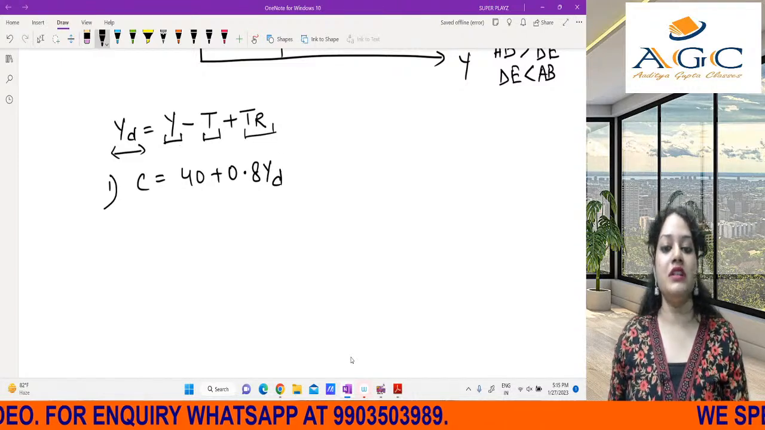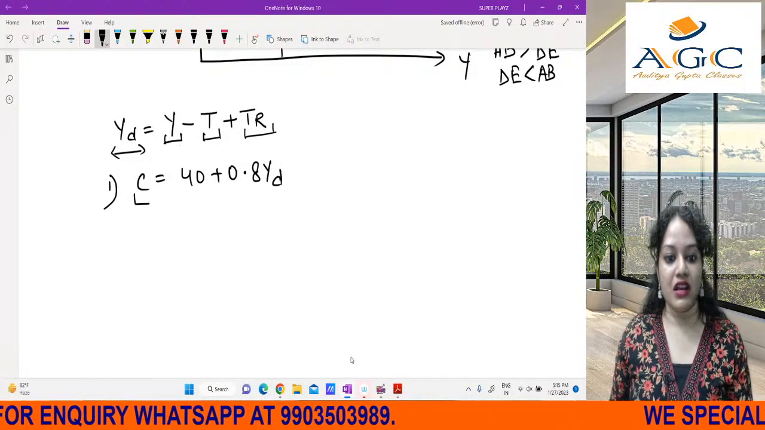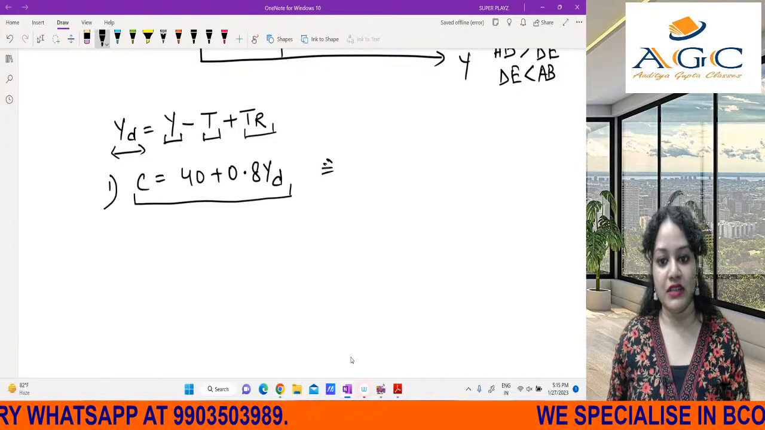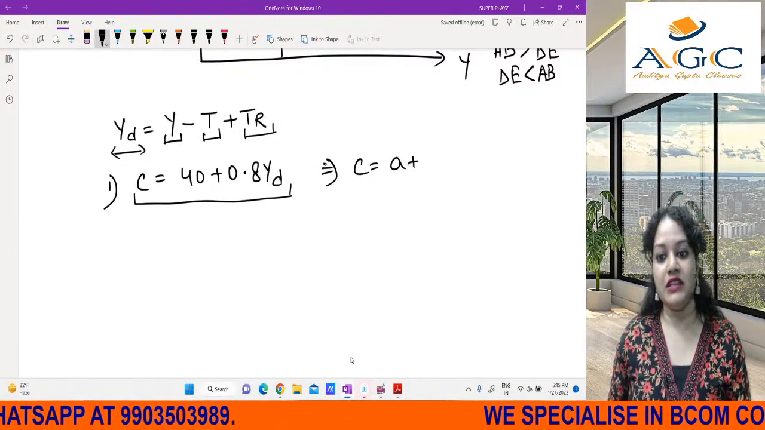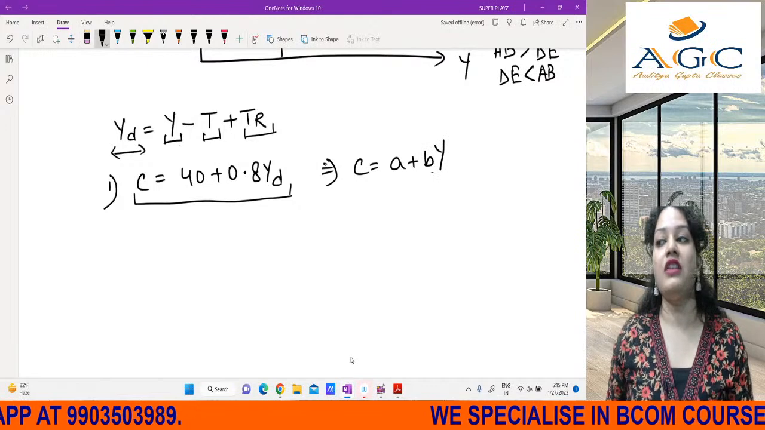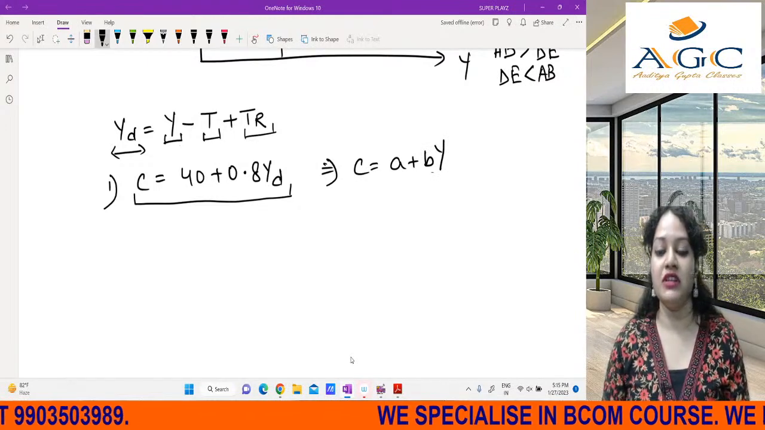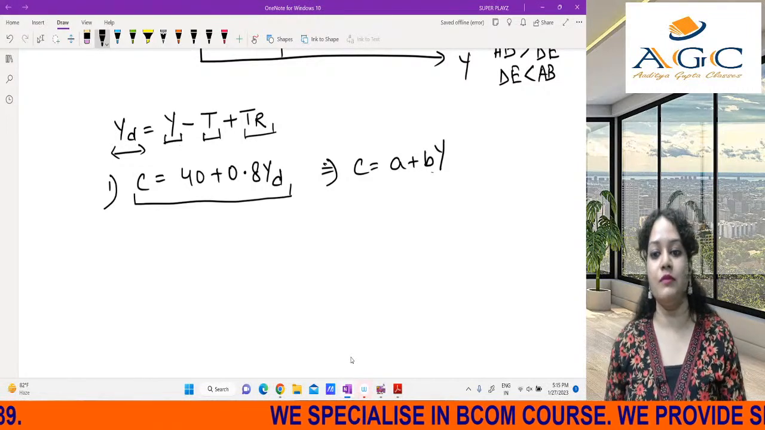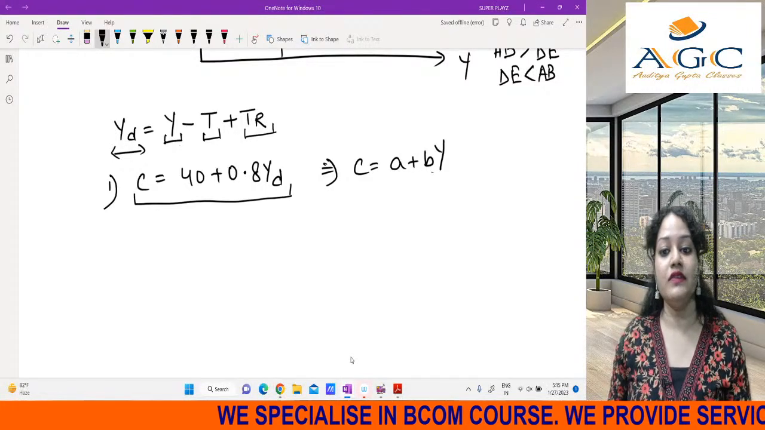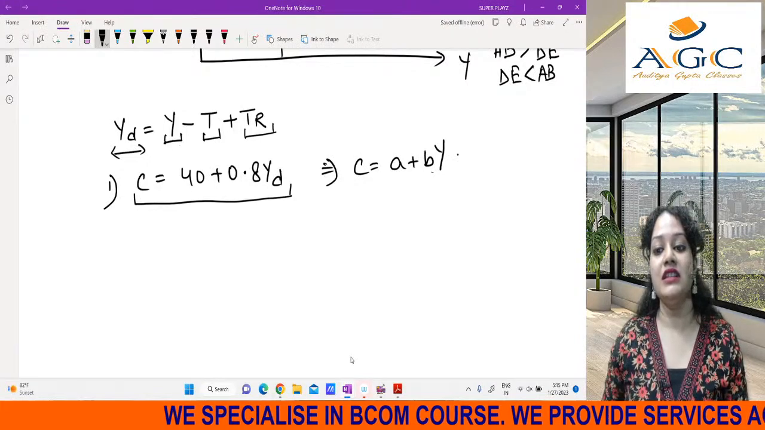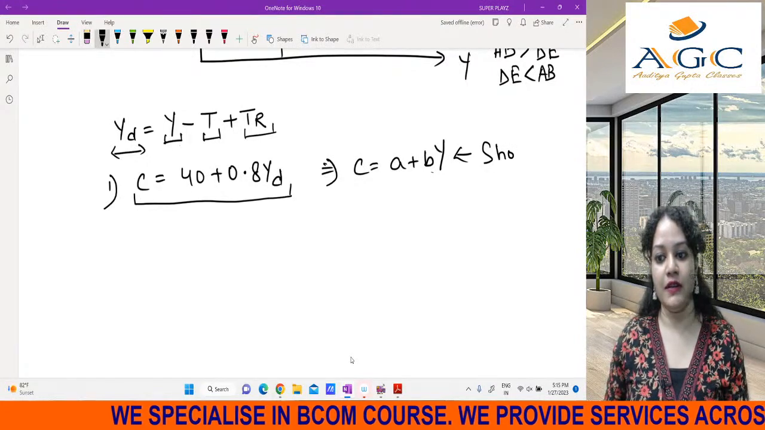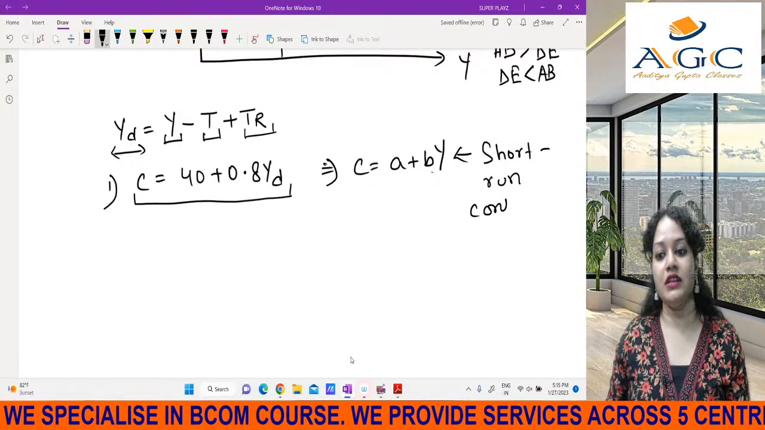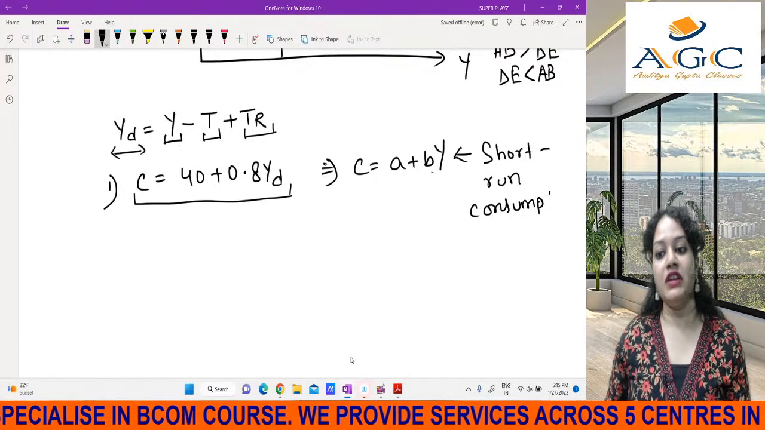Now see, what is the thing here? This consumption function is given in a specific formula, which is C is equal to A plus B of Y. This is a part of the Keynesian consumption function. In the Keynesian consumption function, there are certain assumptions. There are 4 assumptions which we will be doing in the next class. We will just see that this is a short run consumption function of the Keynesian theory.